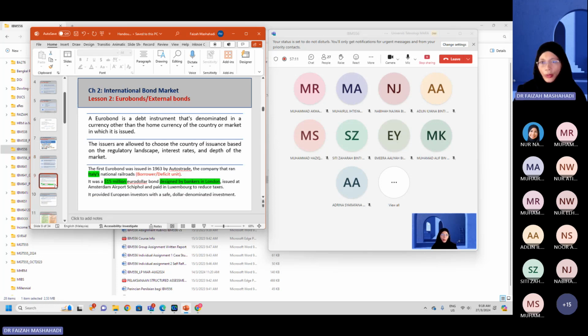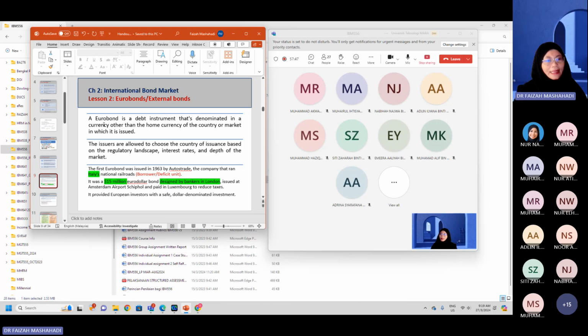We have the second type of bond. This is known as a Eurobond. Eurobond has another name. Some people call it external bonds. We have two names for Eurobonds, but the common terminology is Eurobond. If you read other papers that mention external bond, that is actually referring to Eurobond. So what is actually a Eurobond? What is the difference between a Eurobond and an international bond?